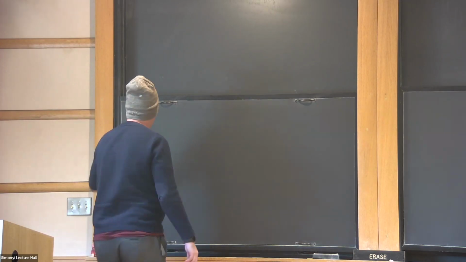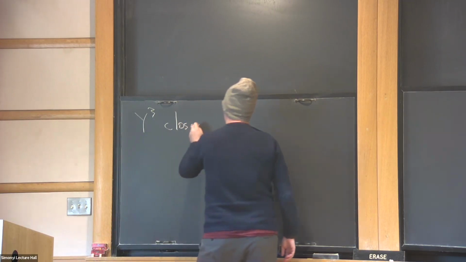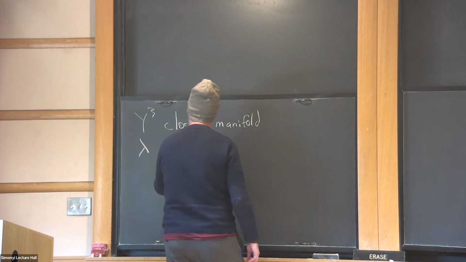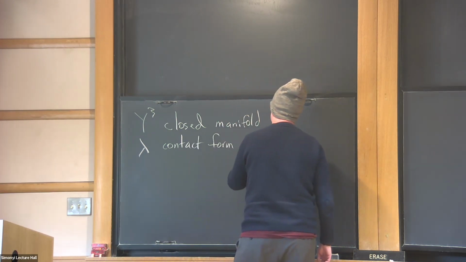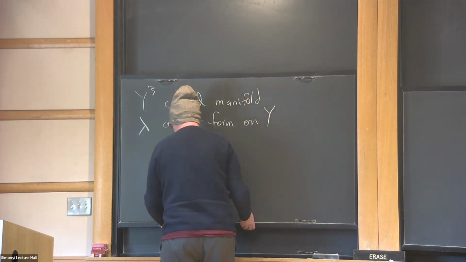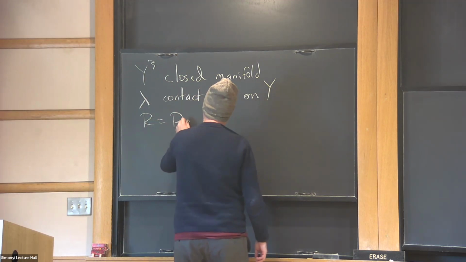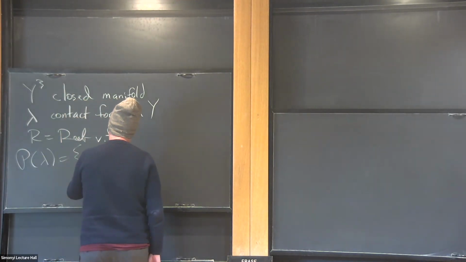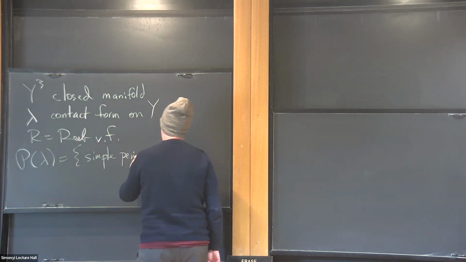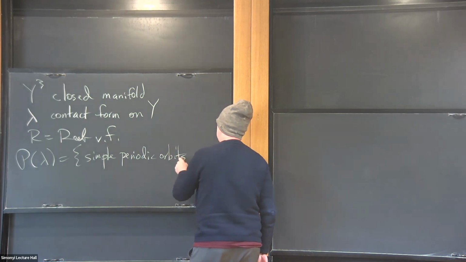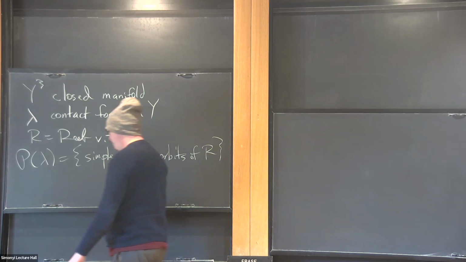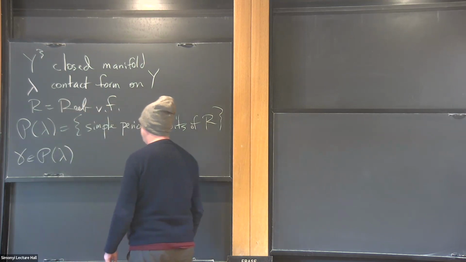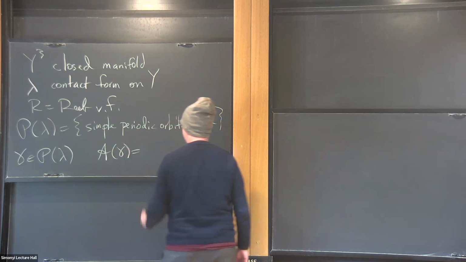Here's the setting for what I'll talk about. Y is a closed three-manifold. Lambda is a contact form on Y. R is the Reeb vector field. G of lambda is a set of simple periodic orbits of R. And if gamma is a periodic orbit, then A of gamma is the period, or symplectic action.